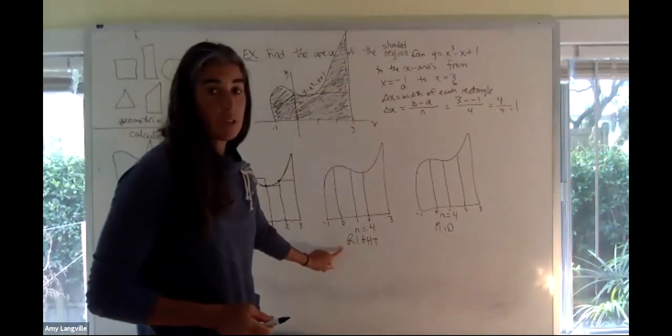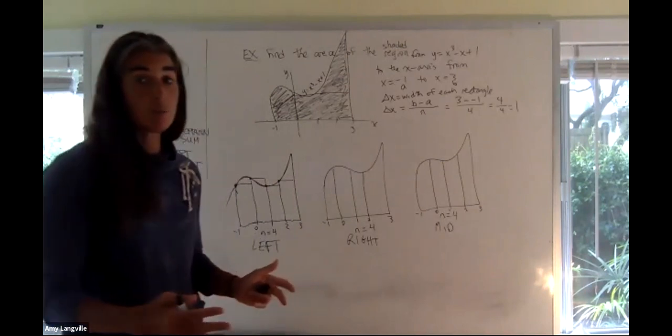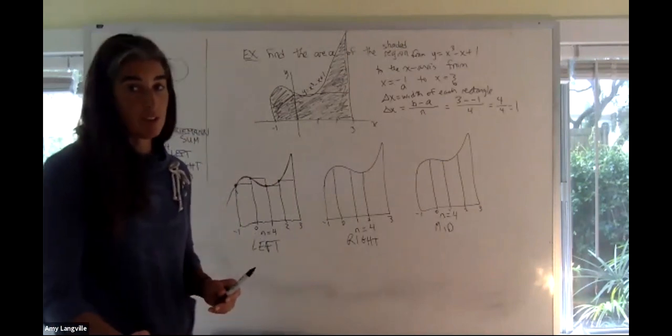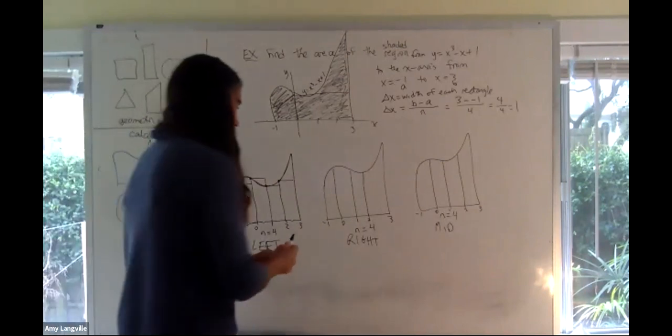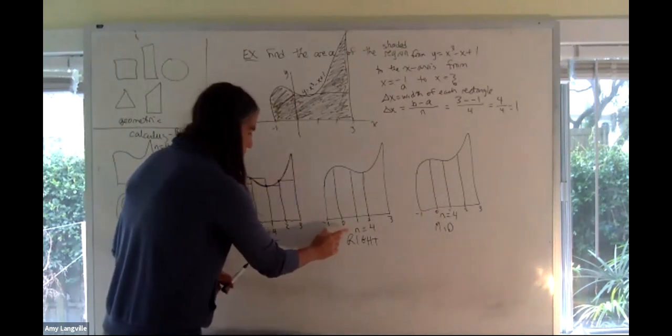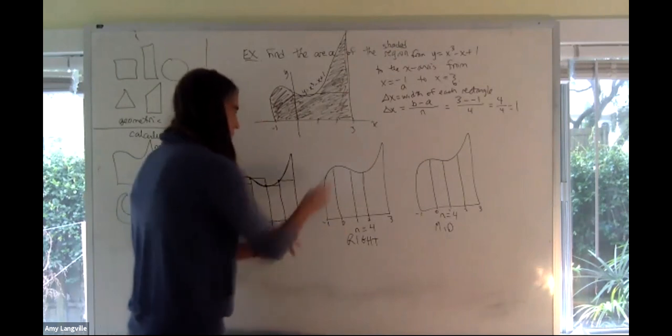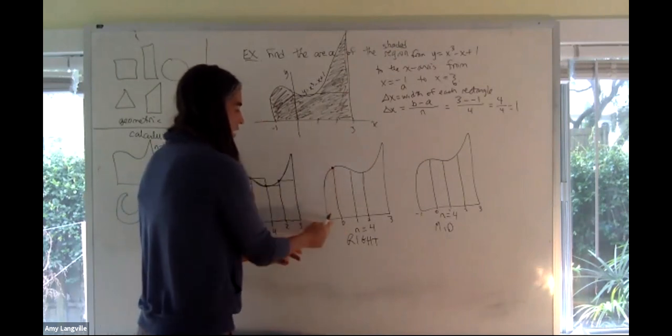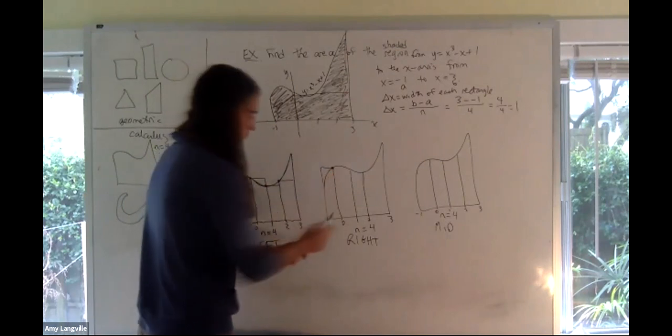Next example, on the right, same idea, but we're just going to use the right side every time to draw our rectangles. So the first interval goes from -1 to 0. 0 is the right side of that interval, where my finger is. I go up to the function. That becomes the height of this first rectangle. So I'm actually dragging it backwards this time.